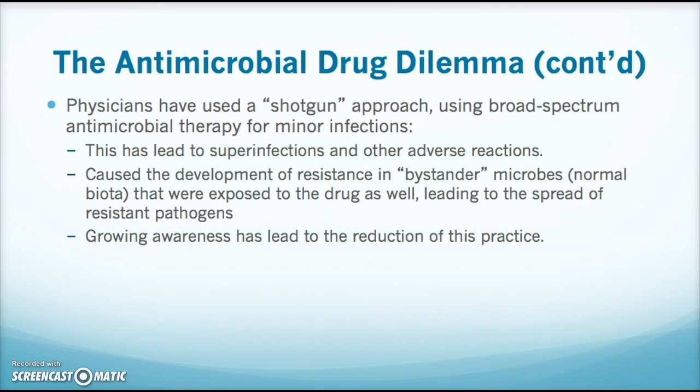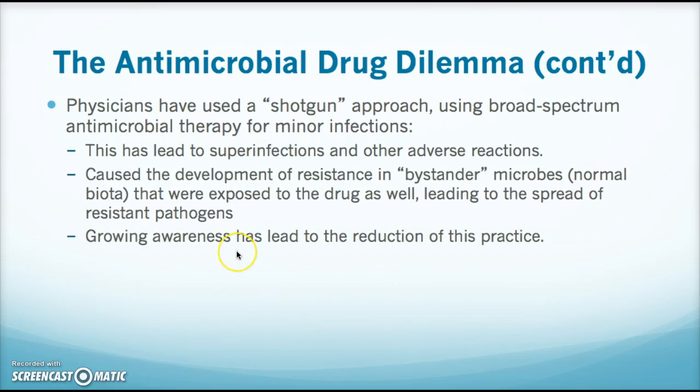What has happened in the past is that physicians have often used a shotgun approach. They use a broad spectrum antimicrobial, which will treat a ton of the different microbes, even what they call bystanders. And what ends up happening is that we get a spread of resistance, often in pathogens, which means if you get an infection by a pathogen that is now antibiotic resistant, we have no way of treating it. This has led to what we call superinfections and adverse reactions.